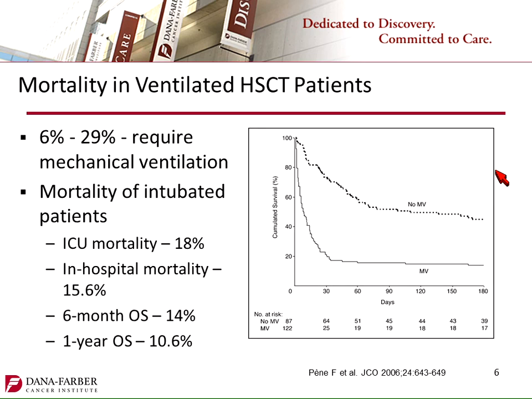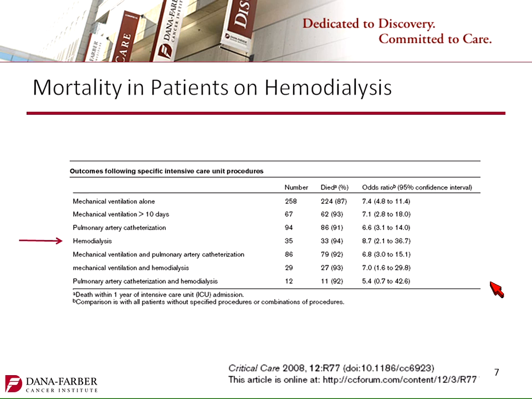Of the patients transferred to the ICU, 6 to 29% require mechanical ventilation. Looking specifically at these patients, between patients who are not mechanically ventilated and ventilated, mortality is much higher in patients who are ventilated, with ICU mortality of 18% and an in-hospital mortality of 15%, and a low one-year overall survival of 10%. This is looking at both ventilation and hemodialysis and shows that, surprisingly, patients that are dialyzed actually have a higher odds ratio of dying than patients who are ventilated, with an odds ratio of 8.7.